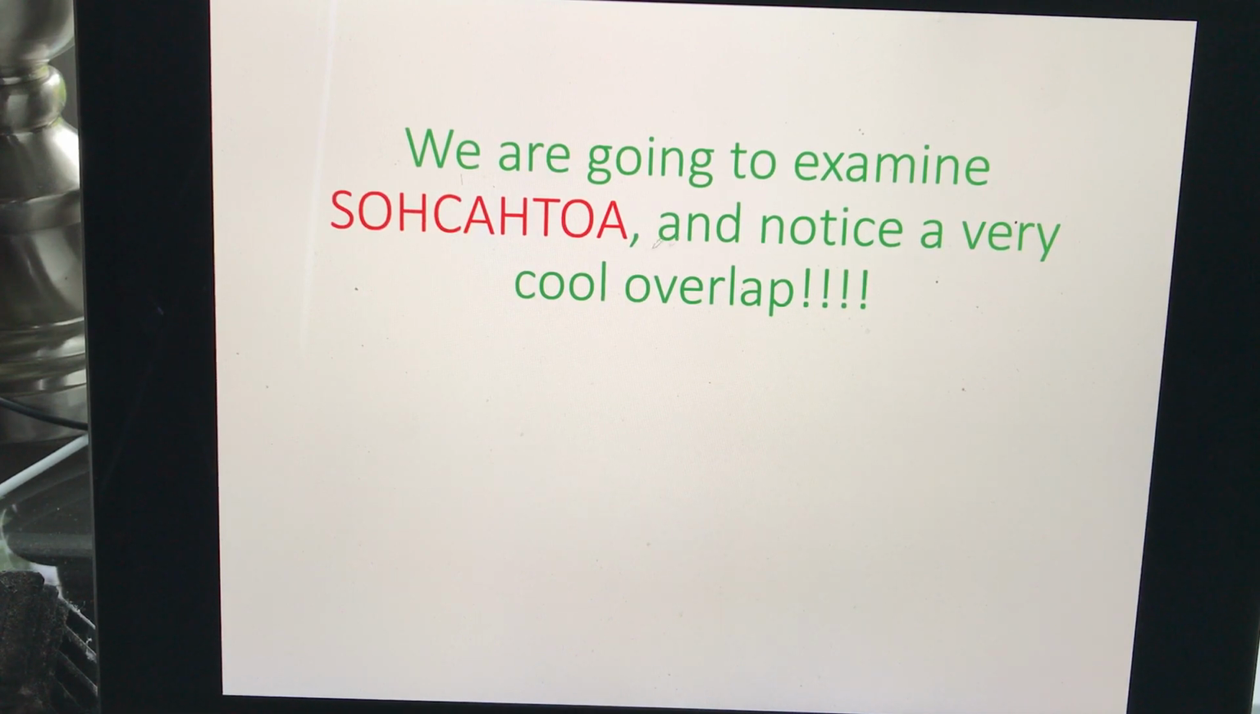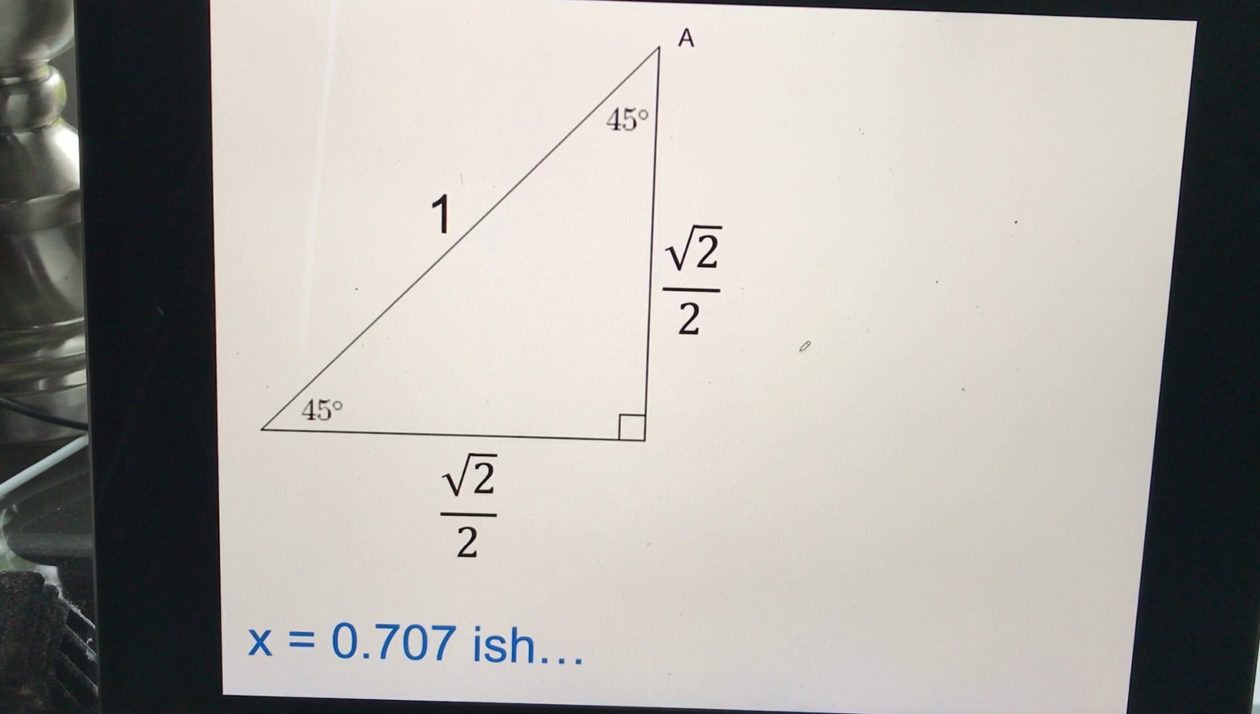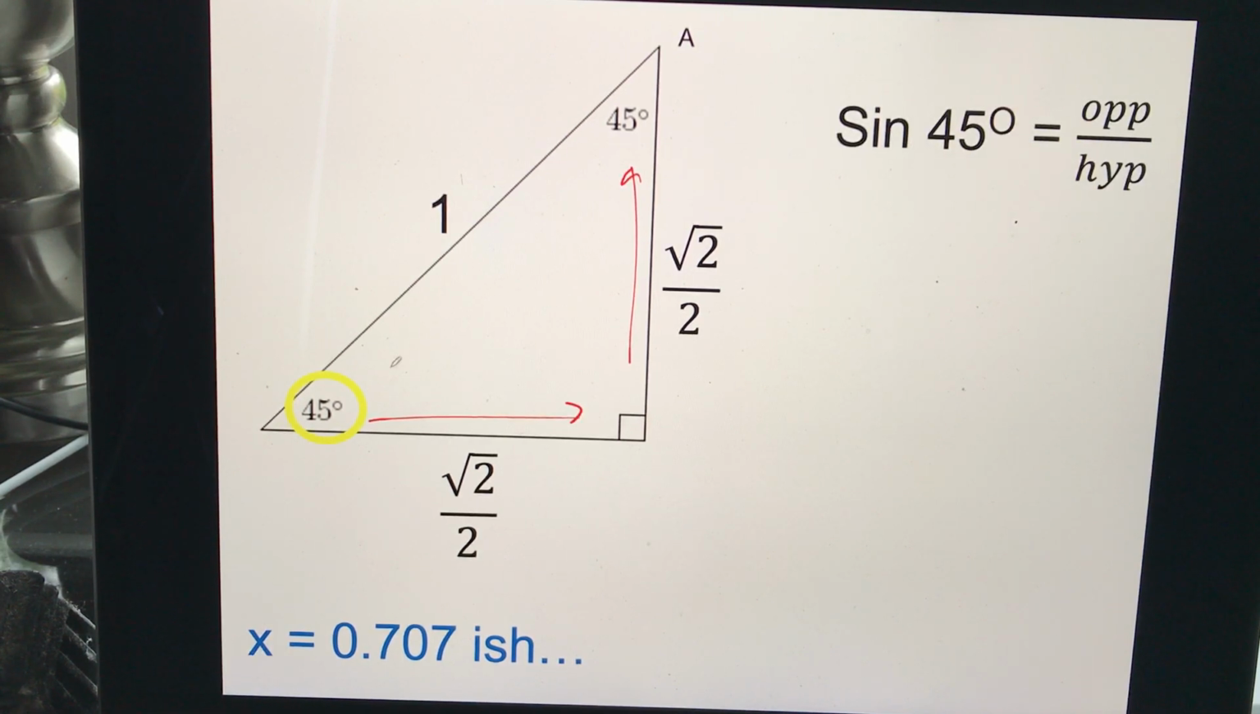Now what we're going to do is examine SOHCAHTOA and notice actually a very interesting overlap. So here's back to my triangle. I know this distance. I just worked out x. X was root 2 over 2. I have 45 degrees here. I'm going to write sine of 45.